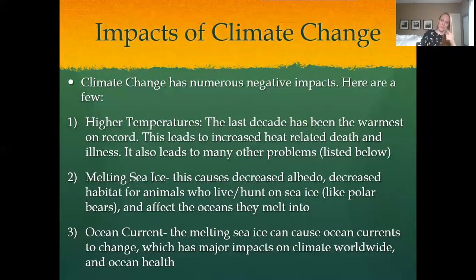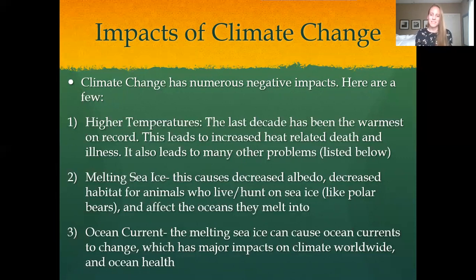So higher temperatures, obviously. Higher temperatures, not often beneficial. The last decade has been the warmest ever on record, which has led to a lot more heat-related deaths, as well as heat-related illnesses, which can lead to other problems, which we'll talk about later. Melting sea ice obviously causes decreased albedo, also means that there is decreased habitat for our polar animals like polar bears, and the melting sea ice is also going to affect the oceans that it melts into. Not only will it cause rising oceans, but it also affects ocean currents, which is our third point here.